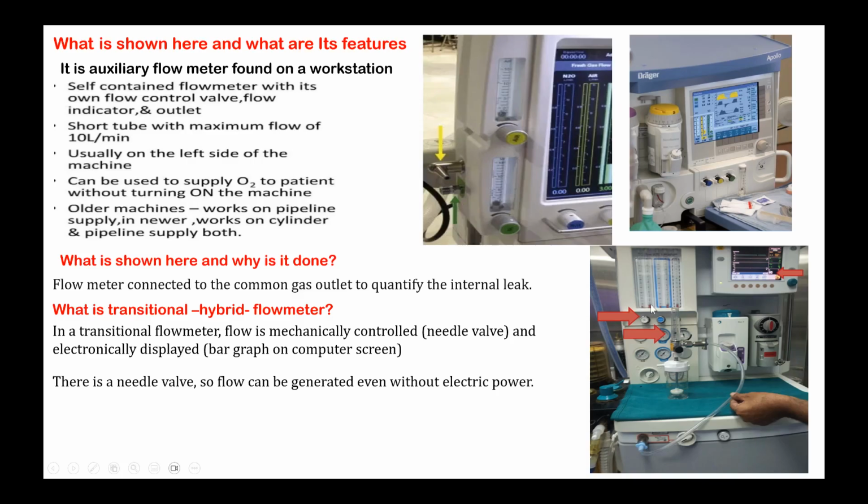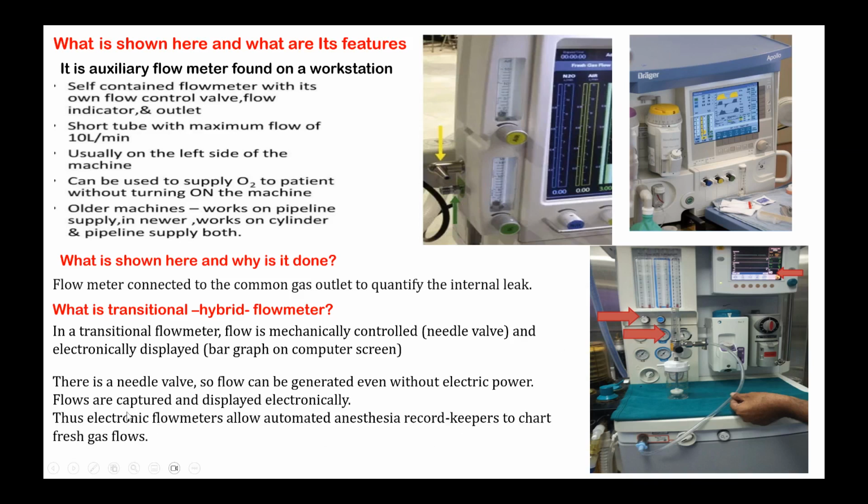Sometimes if they show this sort of picture or if you have machines like that, you should be able to identify it, and that is the reason why I put this. There is a needle valve, so flow can be generated even without electric power, and flows are captured and displayed electronically. So the electronic flow meter allows automated anesthesia record keeping to go on. These are more high-end sophisticated machines which may be used in some institutions.